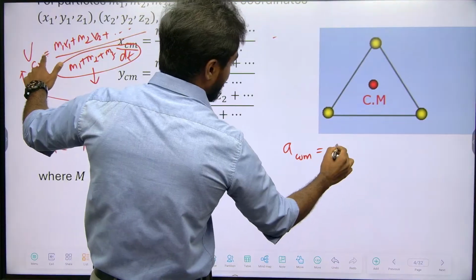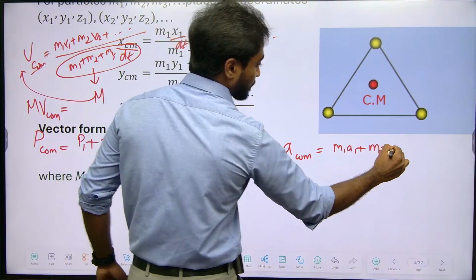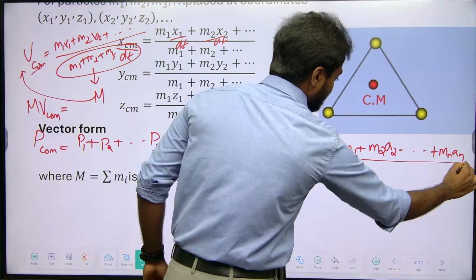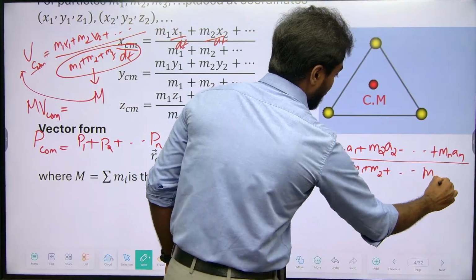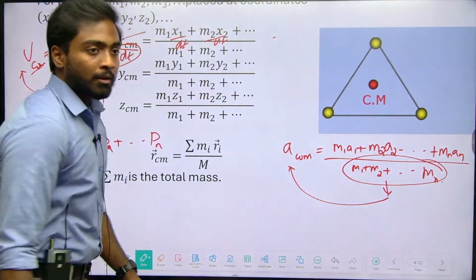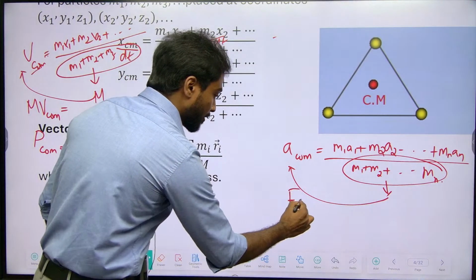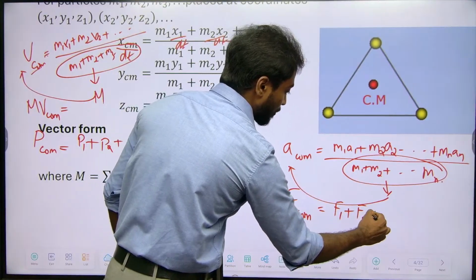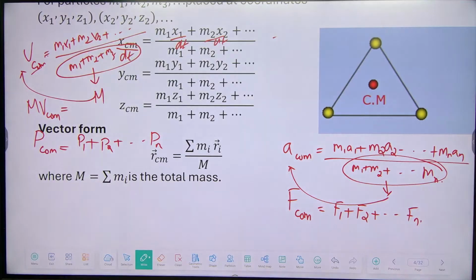Now if we differentiate, we will get the acceleration. For this one I am differentiating with respect to time. So m1 a1 plus m2 a2 up to mn an. If I consider this as the total mass, this is mass into acceleration, so can I write this as force F1 plus F2 up to Fn? Any doubts here? Any doubts?